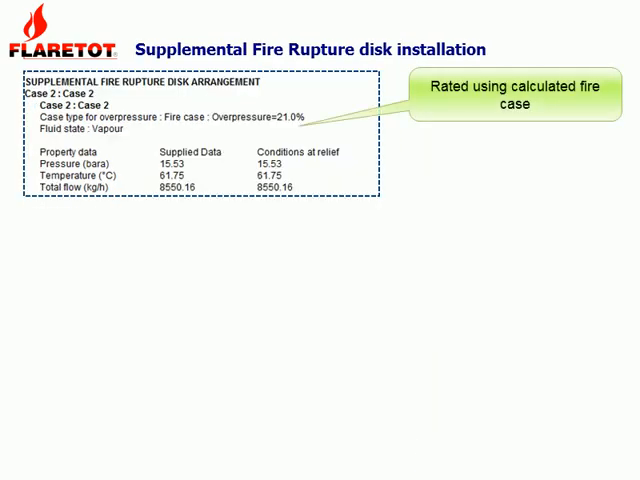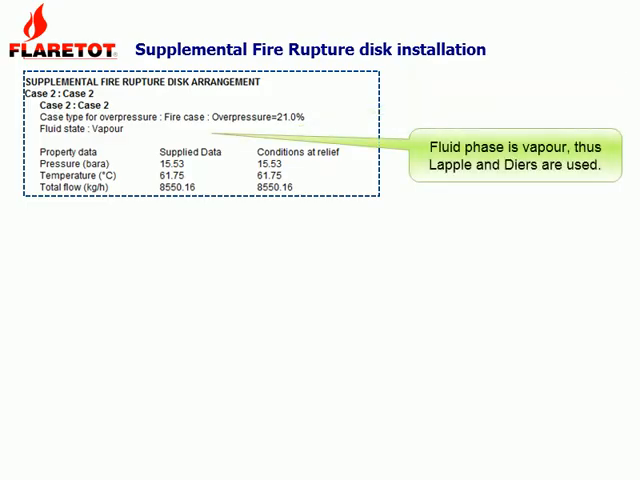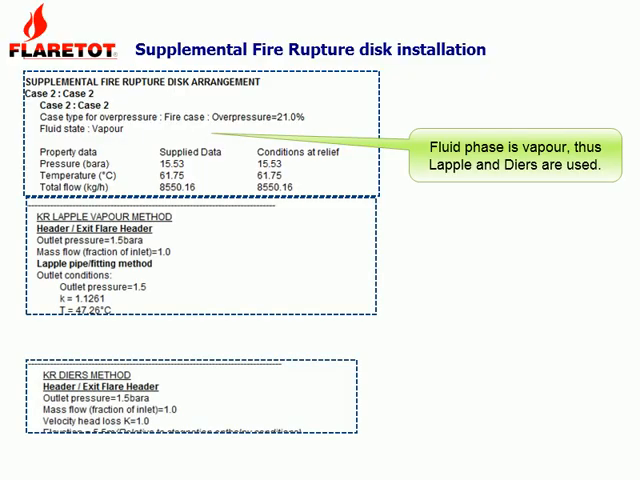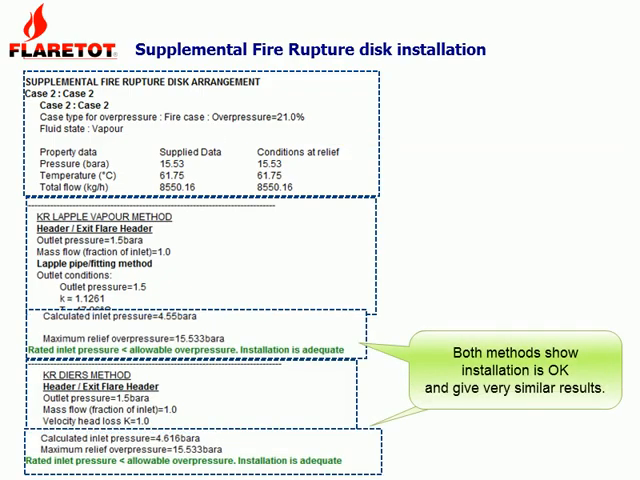The supplemental fire rupture disc installation is rated using the calculated fire case. The fluid phase is vapor, so that both the LAPL and the Dyer's method are used for rating. Both methods show that the pressure in the vessel is less than allowable, and thus the installation is acceptable. There is close agreement between the two methods.